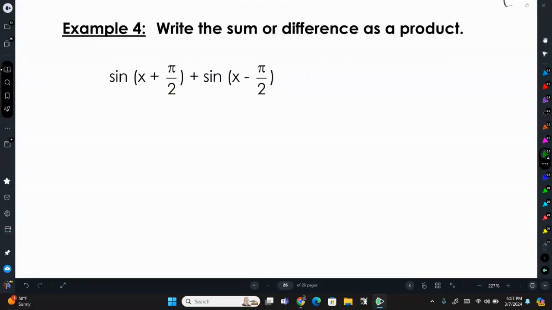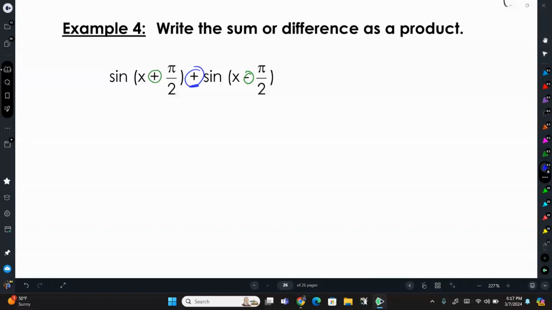So example number 4, we have write the sum or difference as a product. So we're going to be going backwards. We have sine of x plus pi over 2 plus sine of x minus pi over 2. So we have the same insides, except one is a plus, one is a minus, and we have a plus sign in between the two trig functions, and they're both sines.